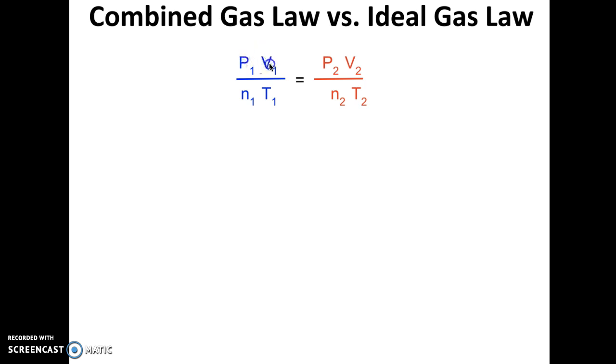Your initial pressure and volume divided by your initial moles and temperature is equal to your final pressure and volume divided by your final moles and final temperature. And so you can use this when you're changing, again, one of the properties.